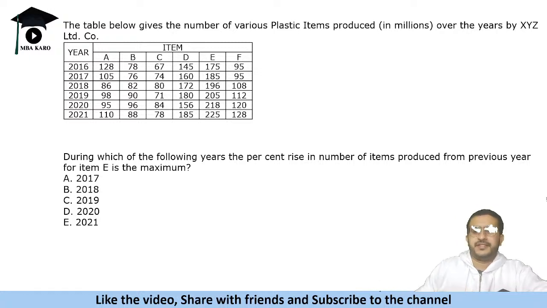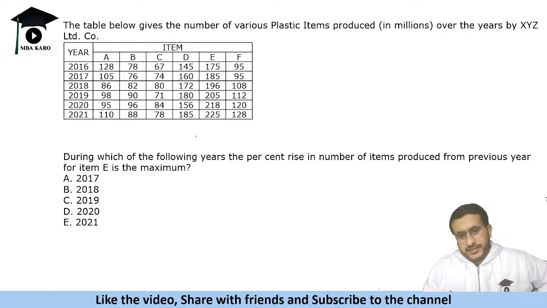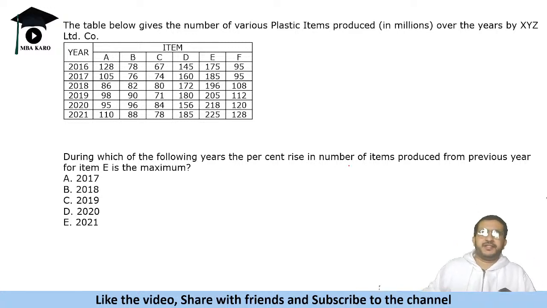Okay, so this is an easy one. It says, in which of the following years is the percent rise in the number of items produced from the previous year for item E the maximum? So when you are asked in which year the percent rise is maximum, look at the numbers: there is a rise of 10, 11, 9, 13 and 7. The increase is 10 in 2017.